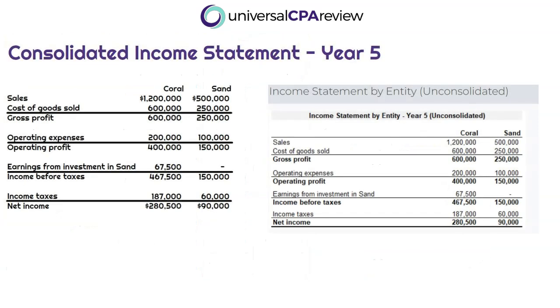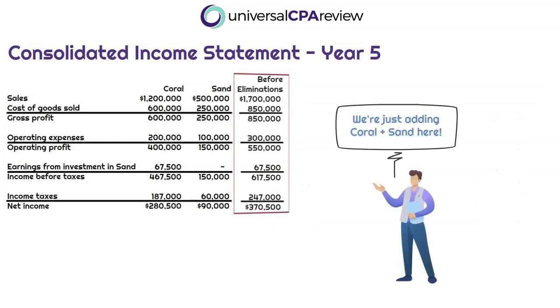For the income statement, we're going to start with the same process. On the right, we have the exhibit that listed out the unconsolidated year 5 income statements for Coral and Sand. On the left, this is the beginning of our consolidated income statement. Just like we did for the balance sheet, we'll add together Coral plus Sand. And that gives us the before eliminations column.